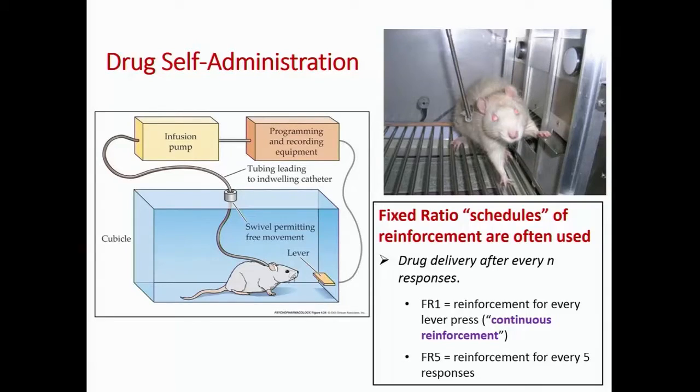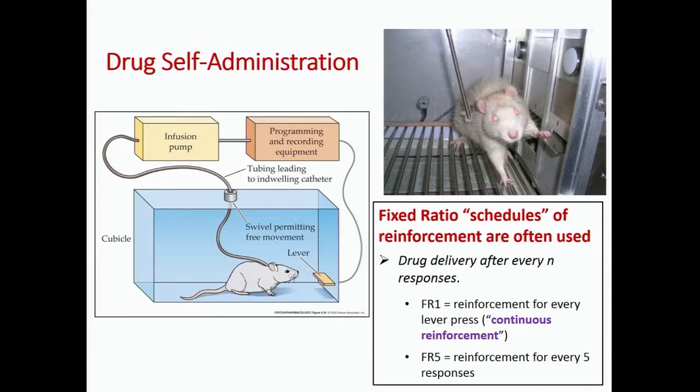Generally speaking, in terms of the rat actually administering the drug, one of the standard procedures used is called a fixed ratio schedule of reinforcement. Basically what that means, and it's abbreviated FR, is that there's a drug delivery every N presses. So if you have an FR1, that means fixed ratio 1, there's a reinforcement for every one lever press. So every lever press, the rat gets a single injection of cocaine. Okay? And that's what we'll use in the studies that I'll tell you about later on. This is called continuous reinforcement, but you can make it a little bit more difficult. For example, FR5 means there's reinforcement for every 5 lever presses.